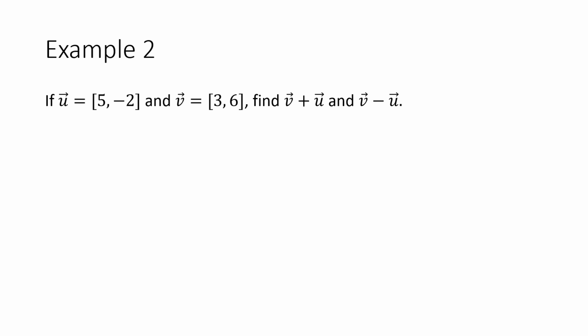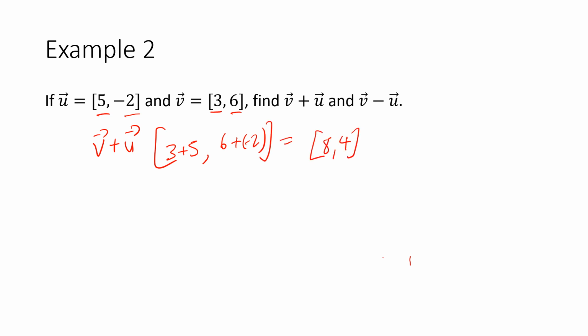All right, let's look at example 2 now. We got two vectors right here. We can try adding them and subtracting them. So if we were to add the two vectors, all we do is just add the x values. So 3 plus 5, and then 6 plus -2. That should give me 8 and 4.